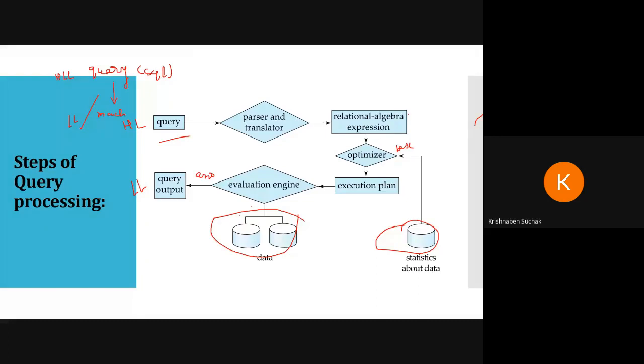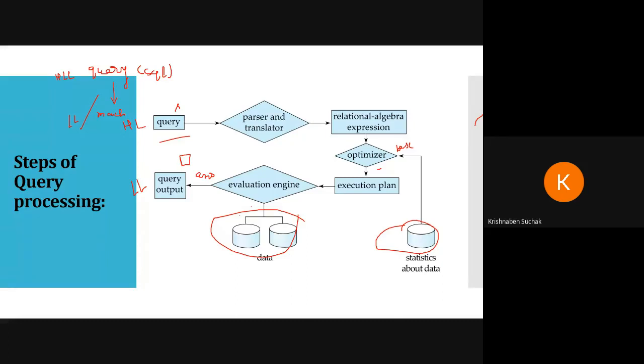After that there is the optimizer, then the execution plan. So here you are going to get the best query for your execution plan. Then you are transferring your execution plan into the evaluation engine and you are getting the answer. Okay, the accurate data which you have asked for. For example, if here you have written select star from customer, then it will show you all the customer data. That is your answer. Fine. So the steps of query processing contain this much.